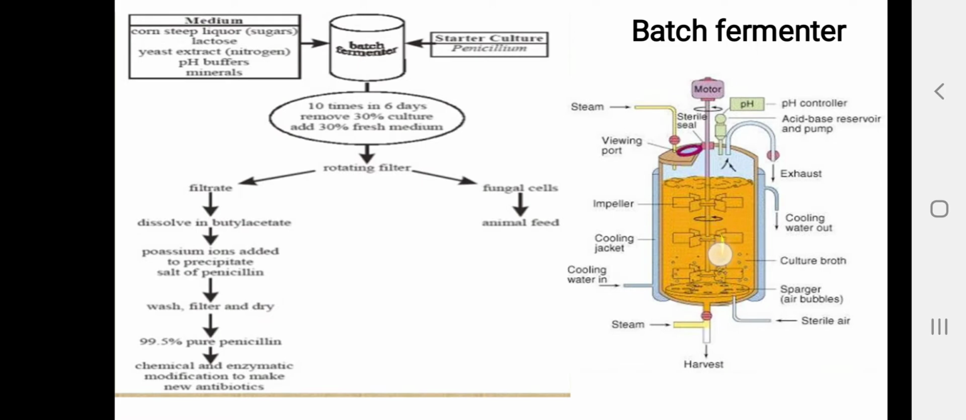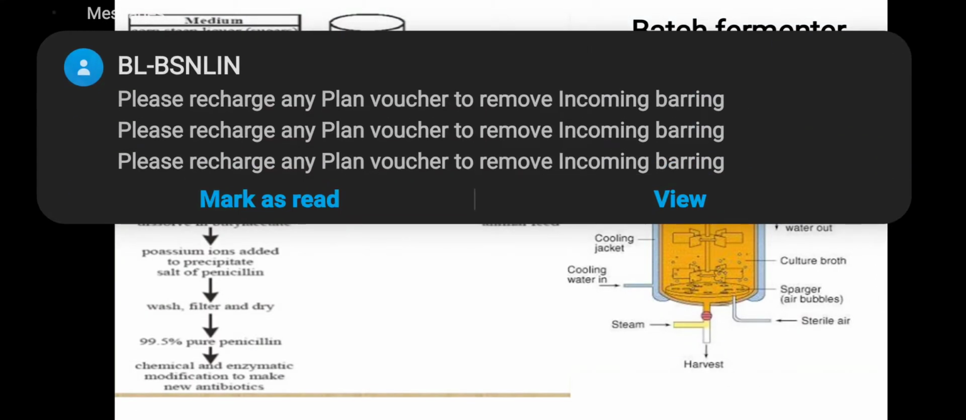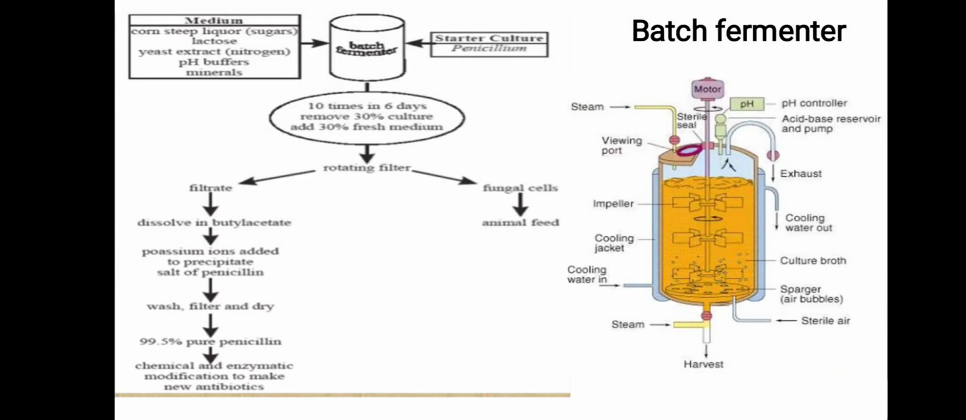The churning or the mixing of the media with the starter culture or the inoculum is done by means of what are called the impellers. So this is the impeller. This is connected to the motors, and this ensures the proper mixing of the inoculum along with the nutrient media to bring about the fermentation.